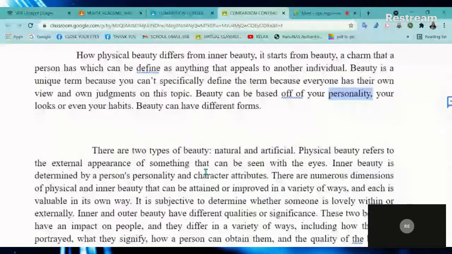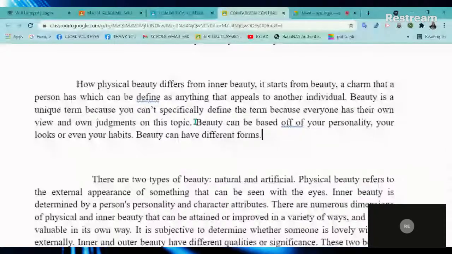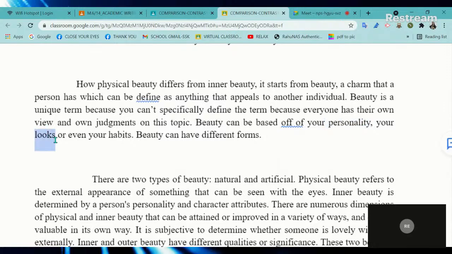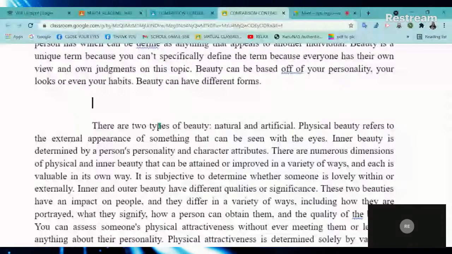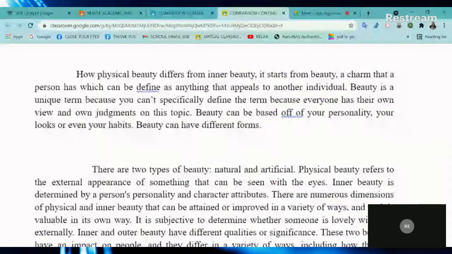It's block because you used one body paragraph. You only have one topic, right? Yes, physical and inner beauty. That's the topic of your thesis statement. For your controlling idea, you have three: personality, looks, and habits. Now, if you compare them using personality on your first body paragraph, looks on your second body paragraph, and habits on the third body paragraph, that means you are using point by point. Do you understand? Yes. Okay. I understand.